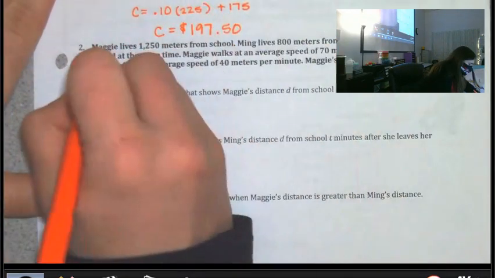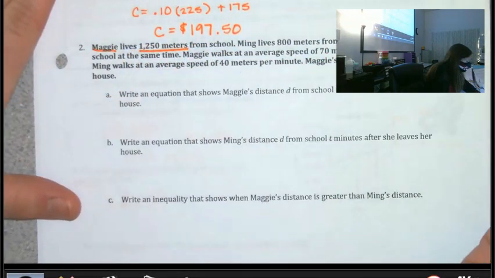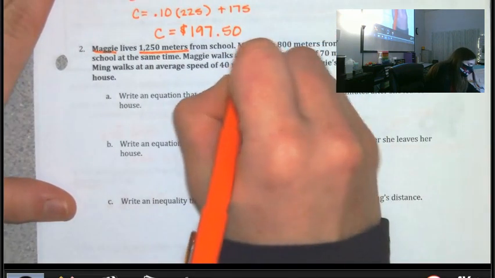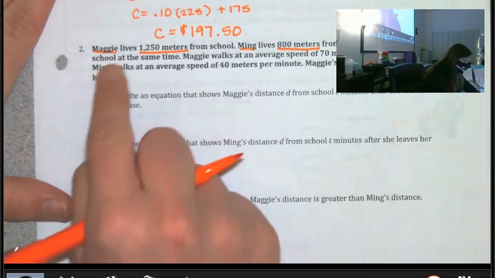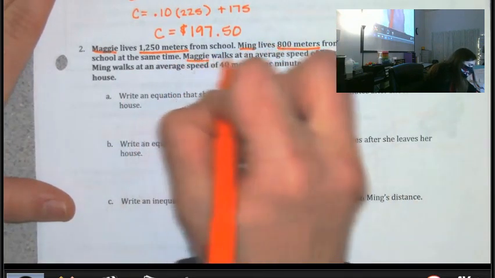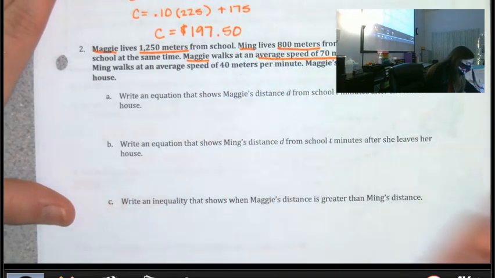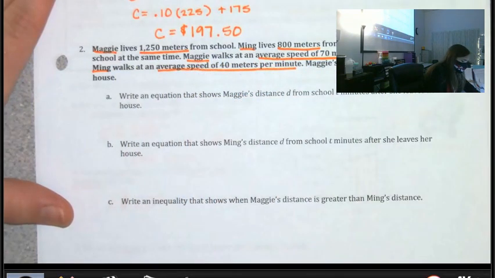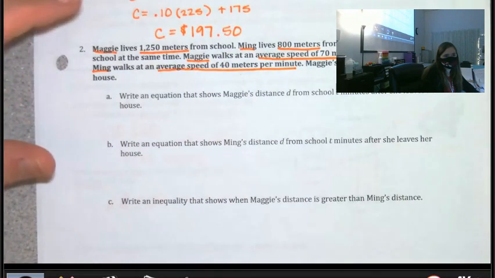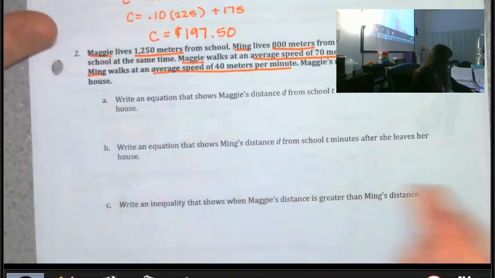And then we're done. All right, so Maggie lives 1,250 meters from school. Her friend Ming lives 800 meters from school. Both girls leave for school at the same time. Maggie can walk at an average speed of 70 meters per minute, while Ming can walk at an average speed of 40 meters per minute. Maggie's route takes her past Ming's house. All right.